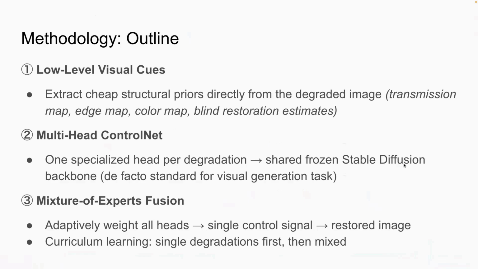The next module is a multi-head controllable network. So we have specialized heads per degradation, and they're shared through a frozen Stable Diffusion backbone, which is pretty much the de facto standard for any visual generation task. And third, we also have a mixture of experts fusion, which adaptively weights all these heads and ensures that we can learn to restore images in a unified manner where multiple degradations might be present.